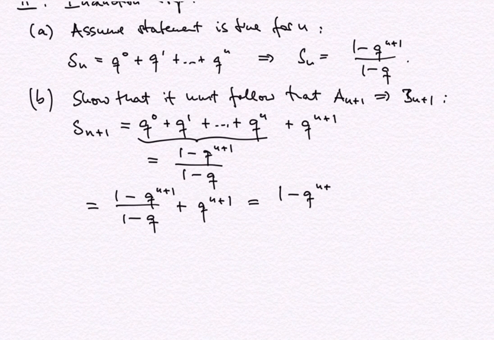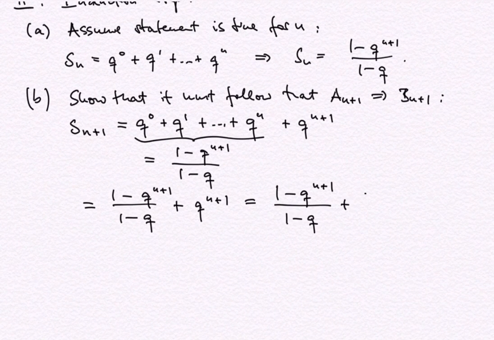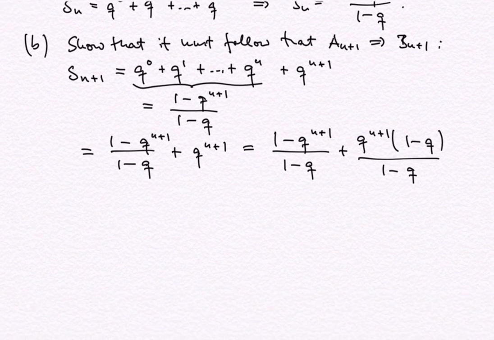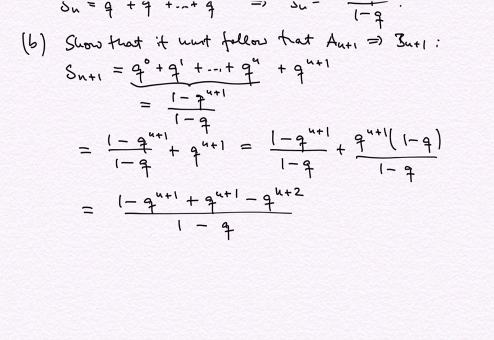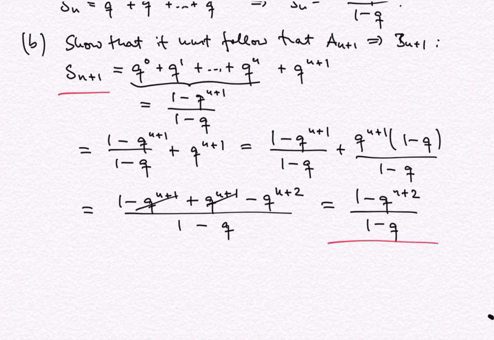Okay, that is equal to 1 minus q to the n plus 1 divided by 1 minus q plus q to the n plus 1 times 1 minus q divided by 1 minus q, because then I haven't done anything to q to the n plus 1. I have just multiplied it by 1. This is equal to, now I have the same denominator, 1 minus q to the n plus 1 plus q to the n plus 1 minus q to the n plus 2. Now you see where this is going. These cancel, and I certainly arrive at my statement Bn plus 1, that Sn plus 1 is given by 1 minus q to the n plus 2 divided by 1 minus q, and this concludes the proof by mathematical induction.